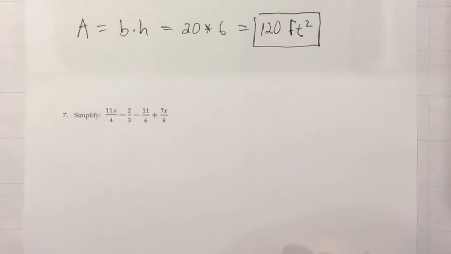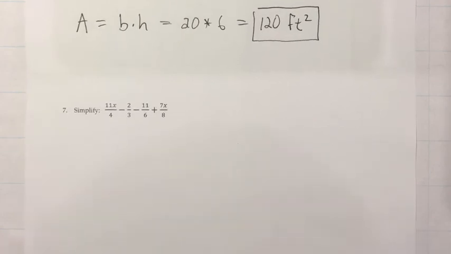All right, moving on to problem number 7. Simplify 11x over 4 minus 2/3 minus 11 over 6 plus 7x over 8. So there's a part of me that says, hey, what's the LCD of all these? And I can think that through real quick. I think 24 would be an LCD for all those denominators.